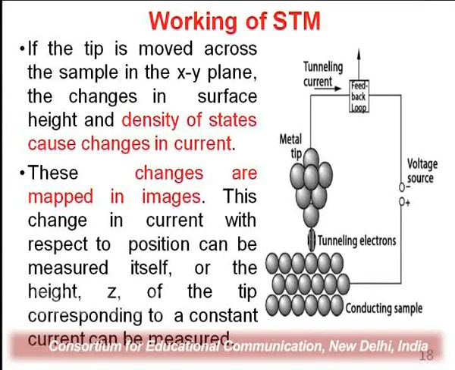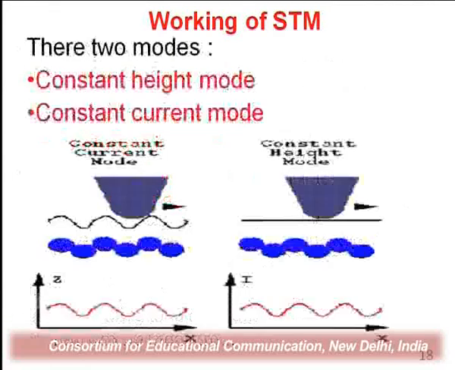This change in the current with respect to the position can be measured, and the height can be adjusted. This height can sometimes be constant and sometimes may vary, and the tip corresponding to the constant current can be measured at a particular distance. So this is the working of STM.